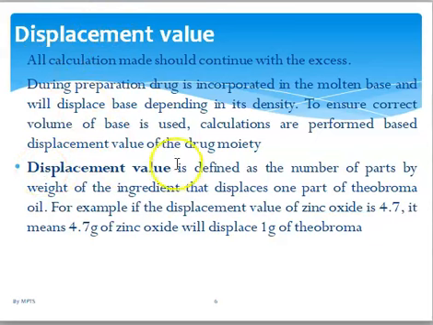Now, the basis for displacement value. What is displacement value? It's defined as the number of parts by weight of the ingredient that displaces one part of theobroma oil, because we use theobroma oil as the standard. For example, if zinc oxide has a DV of 4.7, it means that 4.7 grams of zinc oxide will displace 1 gram of theobroma oil. Now, there are calculations which I have not gone through, and these calculations are very important to know: how to calculate the displacement value, how to calculate the working formula. In case you have them, it is okay, or you can contact us, or you can go to books and read more.